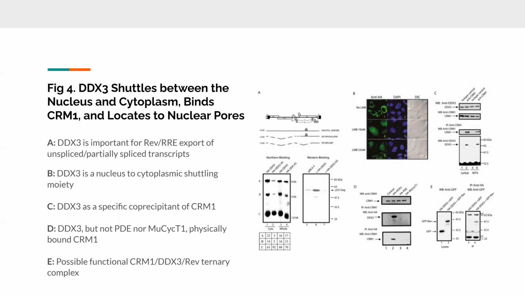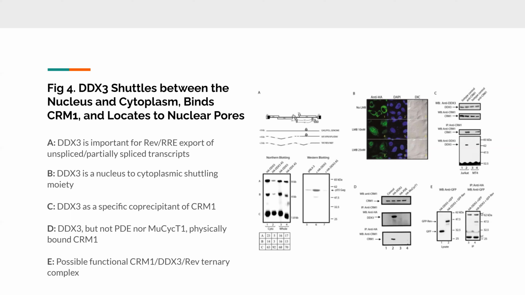Without LMB, DDX3 was prominently cytoplasmic, as you can see in figure 4B with no LMB. The fluorescent parts are on the outsides of the cells and not the nucleus centers. However, when you add LMB in any quantity, the DDX3 is now located in the nucleus. This shows that DDX3 is a nucleus to cytoplasmic shuttling moiety.